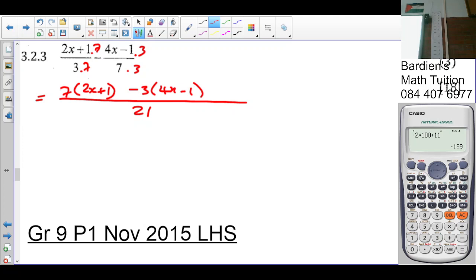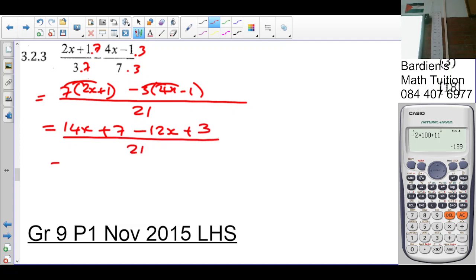So what do I do now? Get rid of brackets. So 7 times 2x? 14x. 7 times 1? 7. Negative 3 times 4x? Negative 12x. Negative 3 times negative 1? Positive 3.